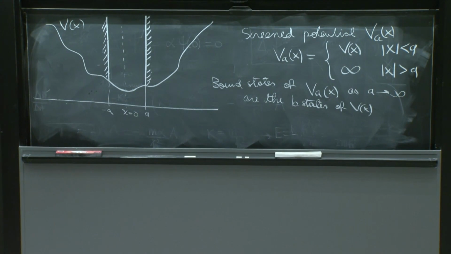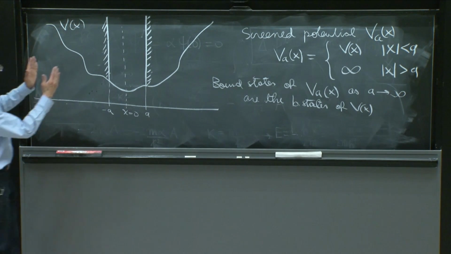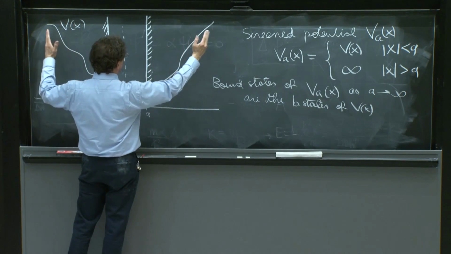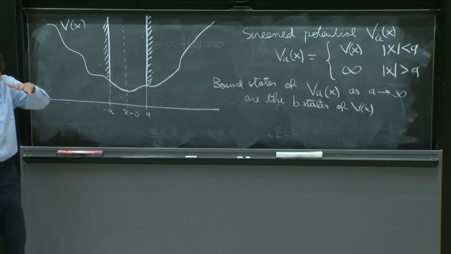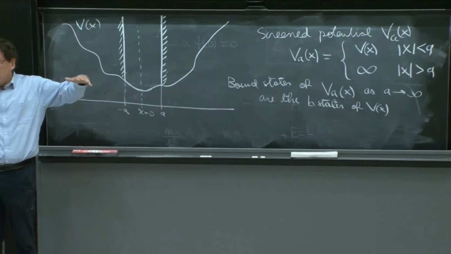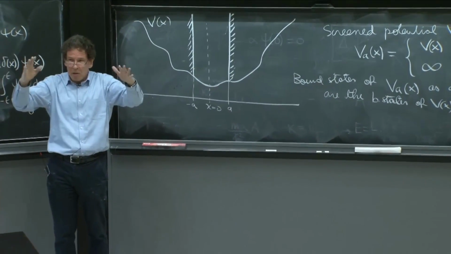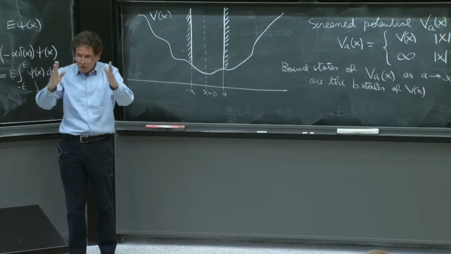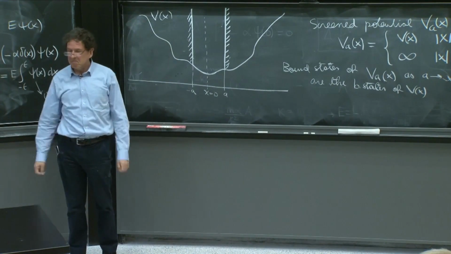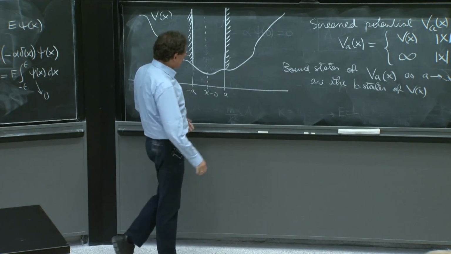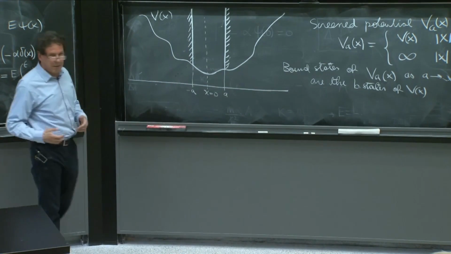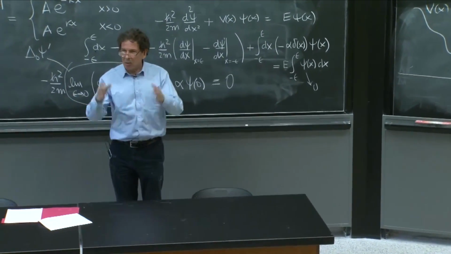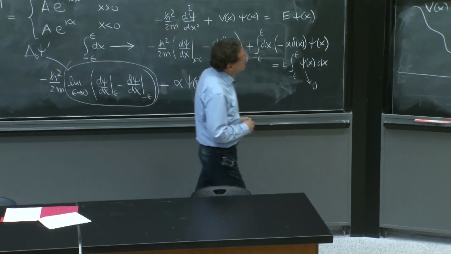And moreover, as you slowly increase the width of the screen, the bound states evolve. But they evolve continuously. At no point does a bound state sort of blow up and reappear or do something like that. It just goes continuously. These are physically reasonable, but a mathematician would demand better explanation. But that's okay. We'll stick to this.